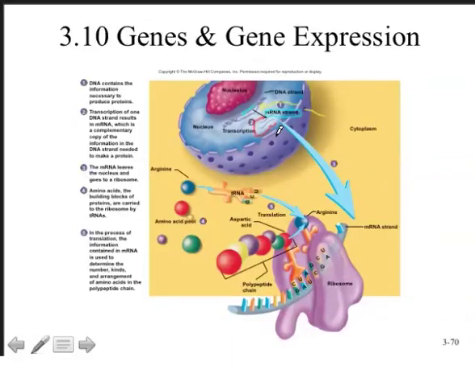And then another modification at the 3' end of the message will be that there will be long tracks of adenosines put on the end. That's called the poly A tail. And that's to provide stability for the message. That's also a way to dictate how long the message hangs around once it gets outside the nucleus of the cell.